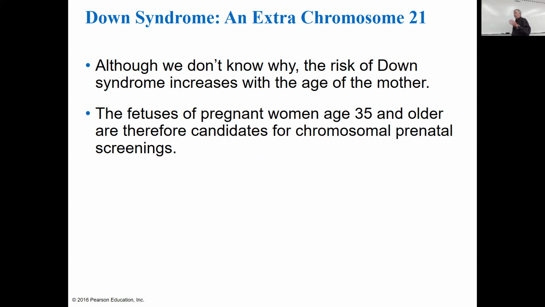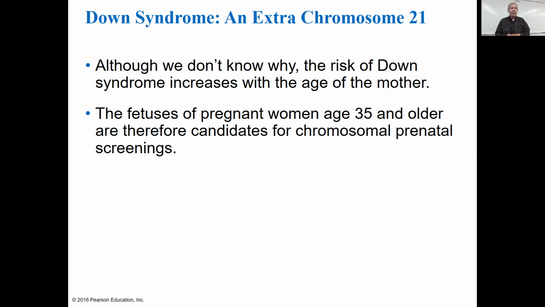Okay, although we don't know why, and I'm going to have some speculation on this, the risk of Down syndrome increases with the age of the mother. The fetuses of pregnant women aged 35 and older are therefore candidates for chromosomal prenatal screenings. As a matter of fact, if a woman is 35 or older and she's pregnant, she goes to her obstetrician, who is going to recommend what's called amniocentesis or chorionic villus sampling. You go into the uterus and get some fetal cells, squash and spread them out, look at the chromosomes, and count the number of chromosomes.